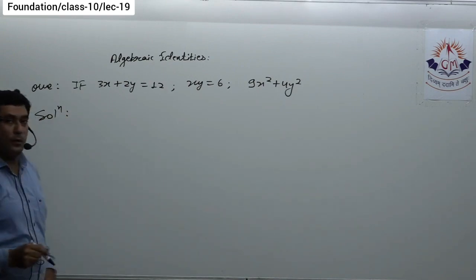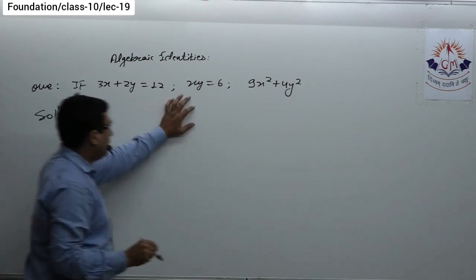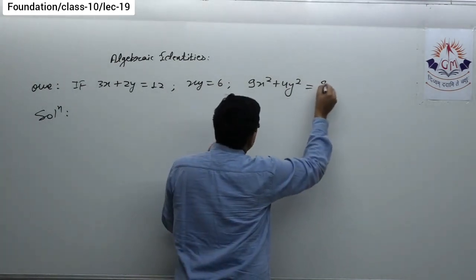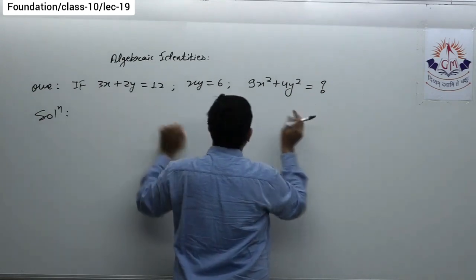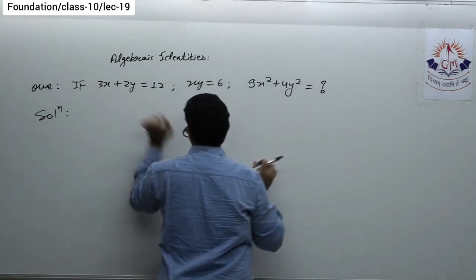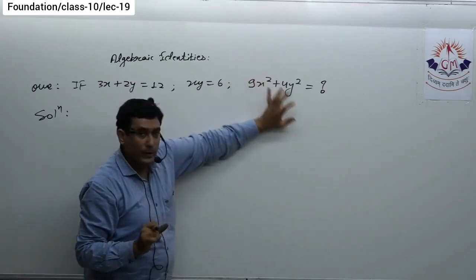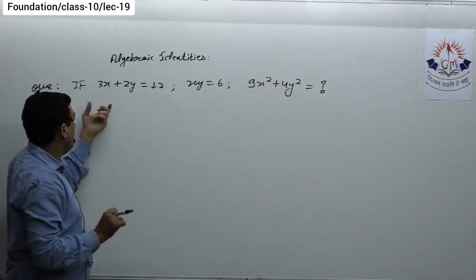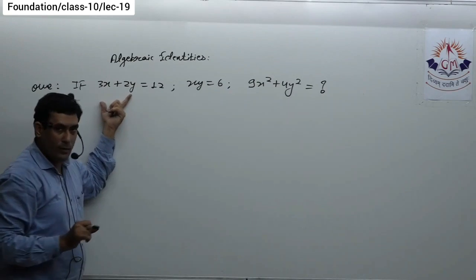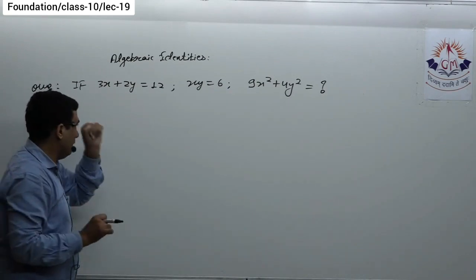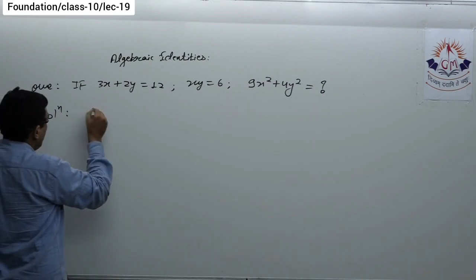3x plus 2y equal to 12, xy equal to 6. Now, if you observe carefully, this 9x square is actually the square of 3x and this 4y square is actually the square of 2y. That means this expression lies in the square of this, as a square and b square. So we'll start with that only.